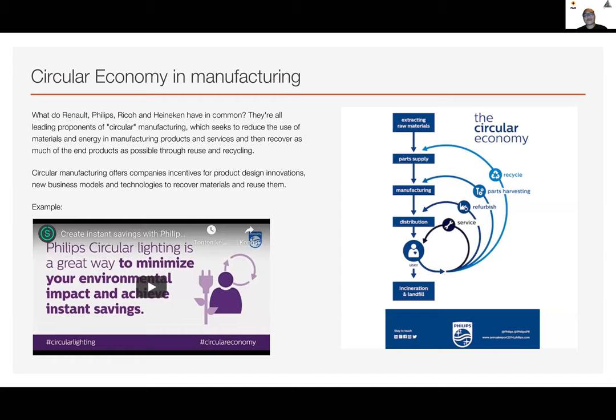Some of the pioneers in this circular economy are Renault, Philips, Ricoh, and Heineken. They are some of the leading proponents of circular manufacturing. This is another strategy: they are no longer selling the product, they are selling the service. Imagine the lighting. You decide how many lux or how much capacity you want to use for the lighting. Rather than selling the bulb, Philips is now selling the performance of the product. Let's watch another video of this.